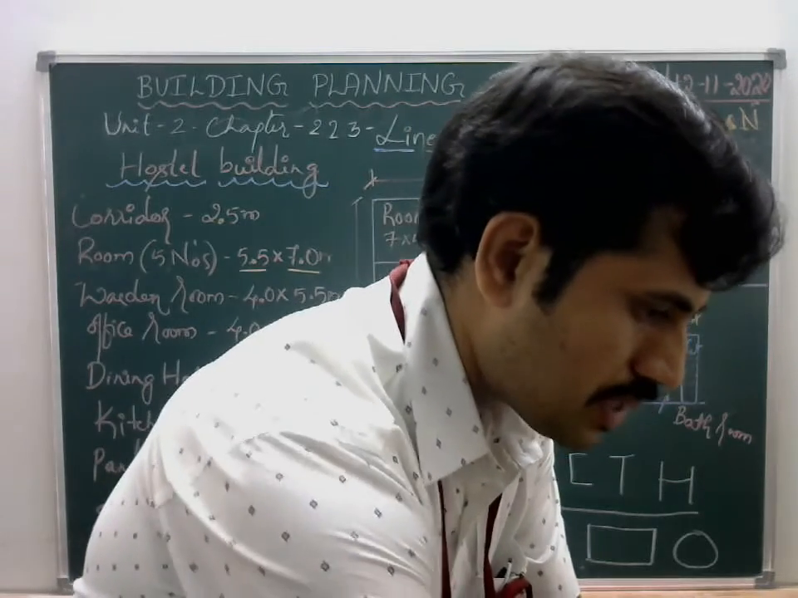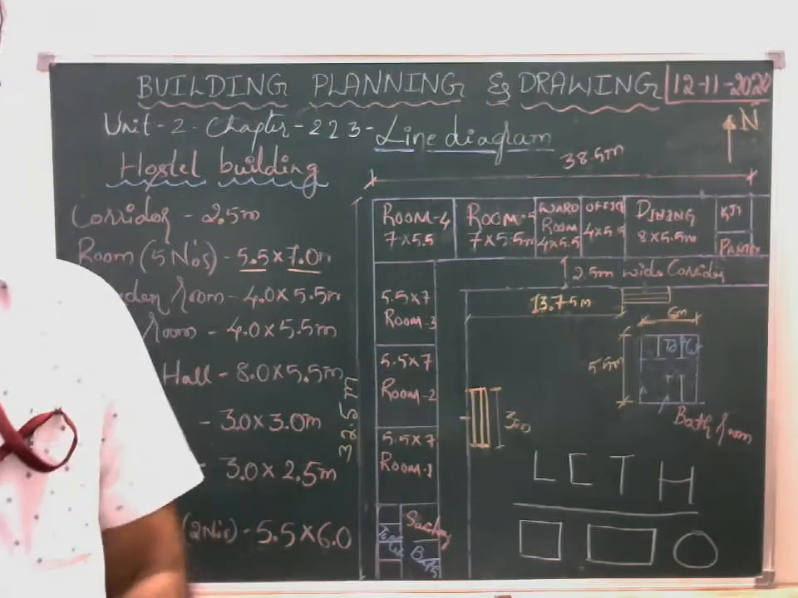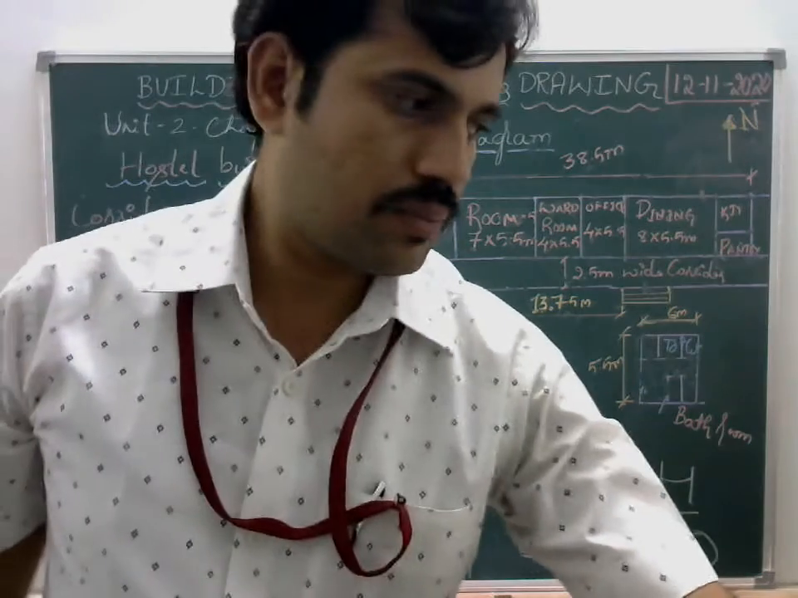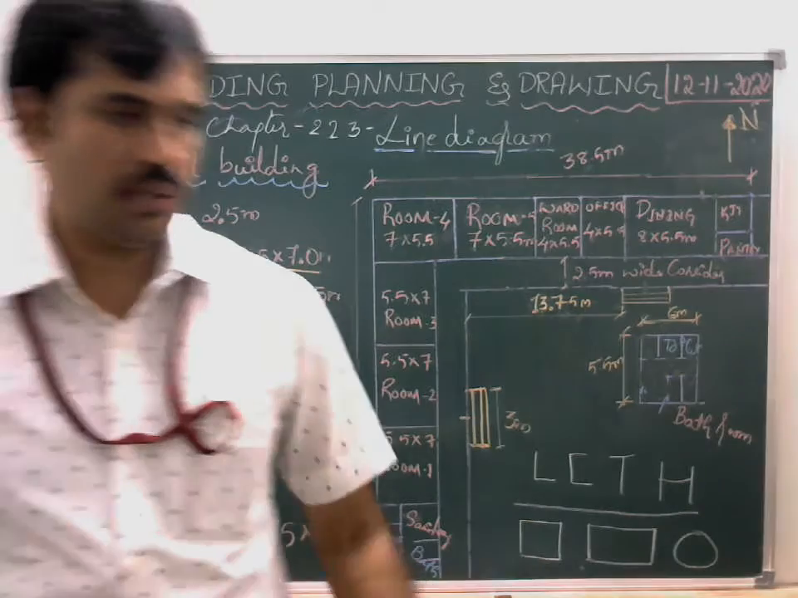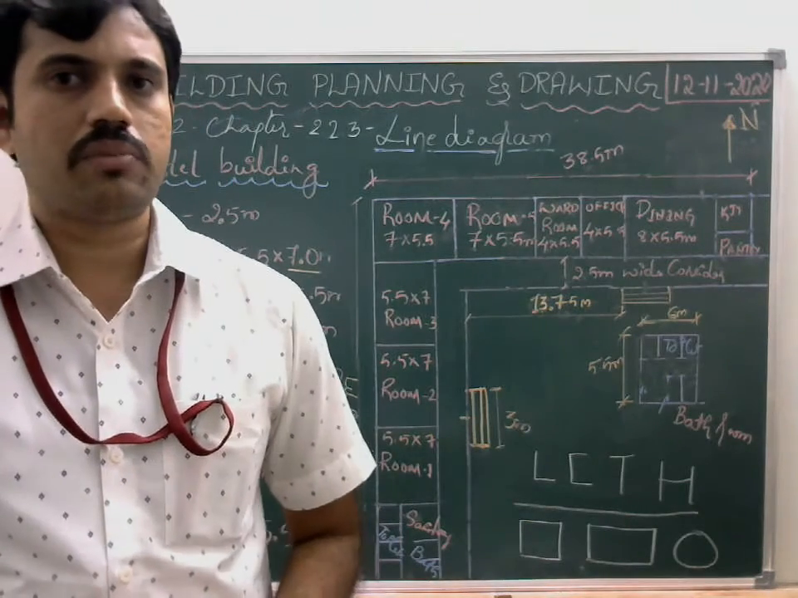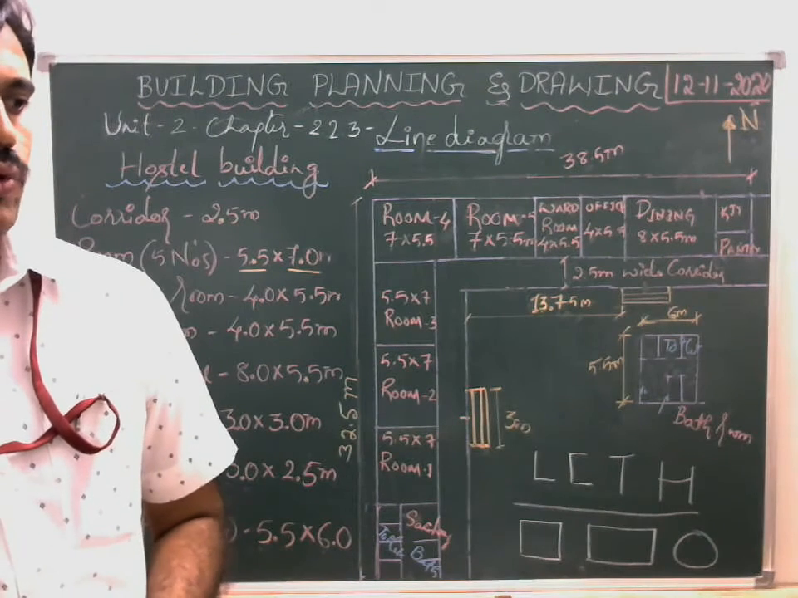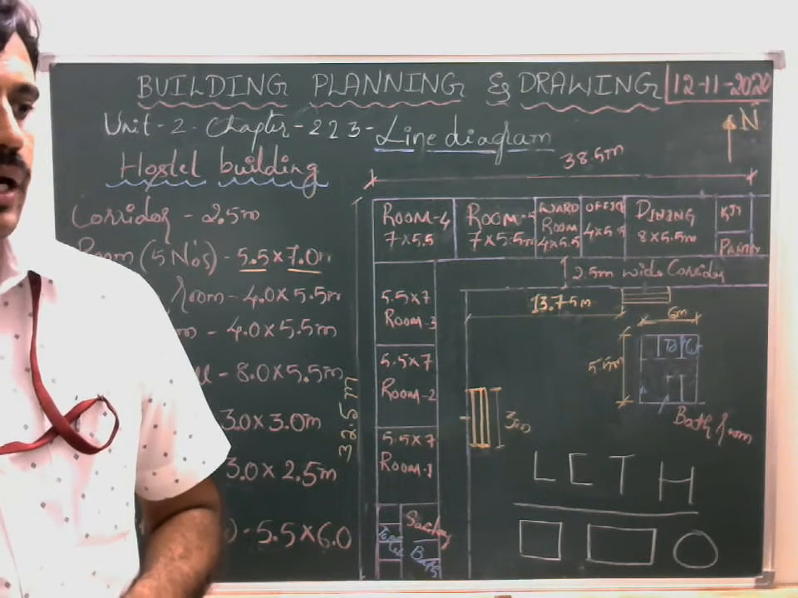So there are basic bylaws we have to memorize in order to prepare the line diagram. The entrance must be 3 meters wide. We're going to provide collapsible doors, normally of 3 meters. And then room dimensions will be as per bylaws.